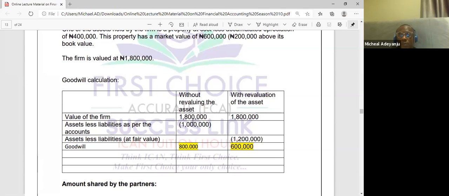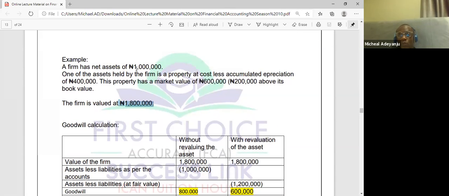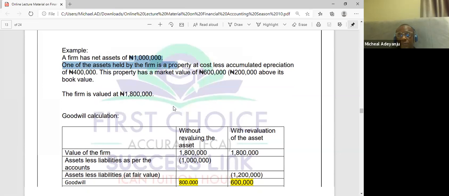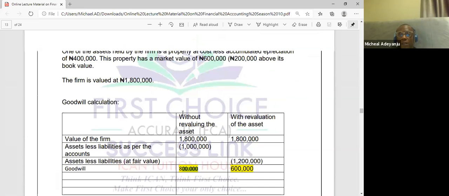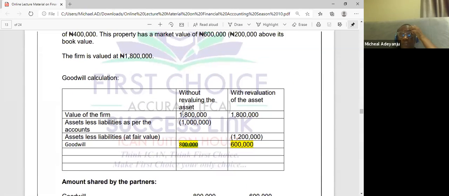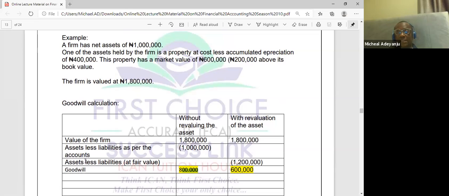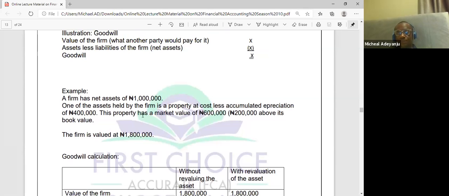Now, what is the value of the firm? Generally, the value of the firm is 1.8 million. And if you are not revaluing the assets, then your net assets will be 1 million naira. 1.8 million minus 1 million naira will give you 800,000. But if you are using the fair value or revaluation method, then assets less liabilities was 1 million. Remember, this was 1 million.